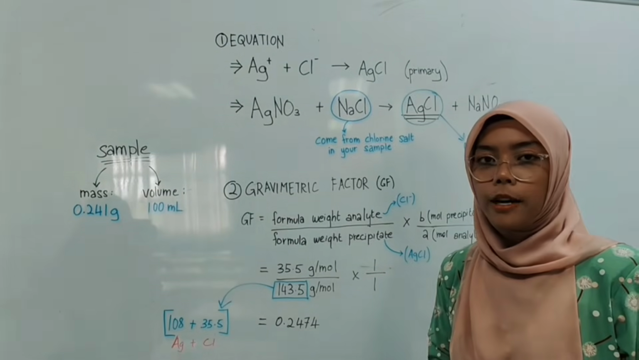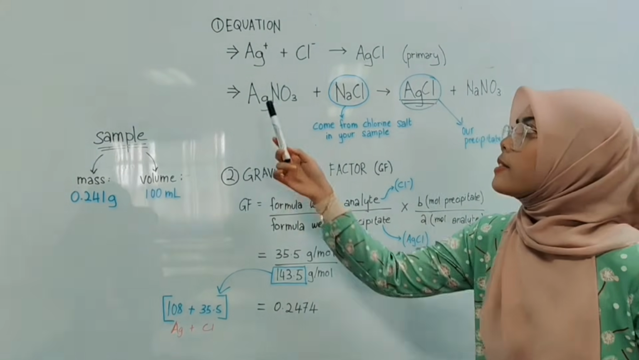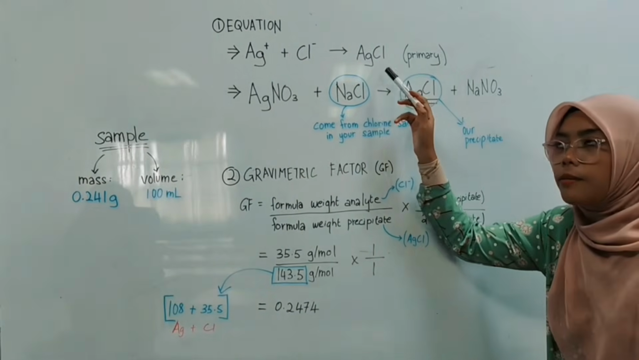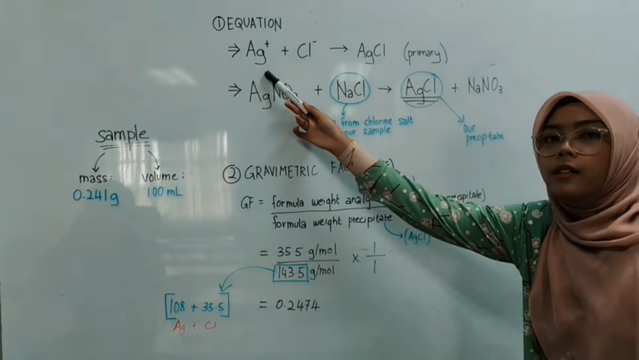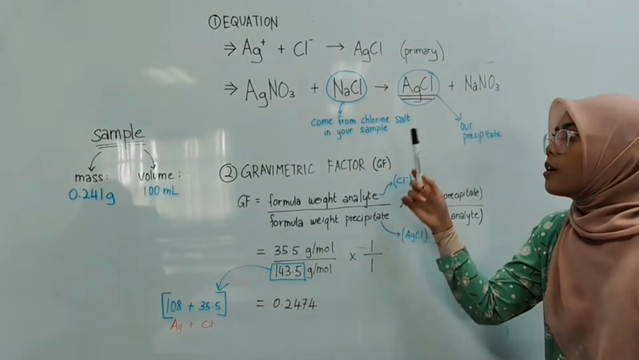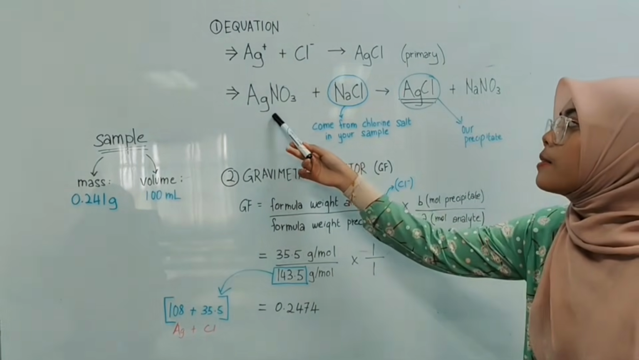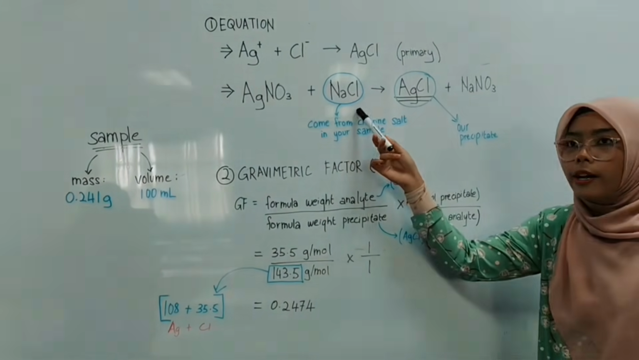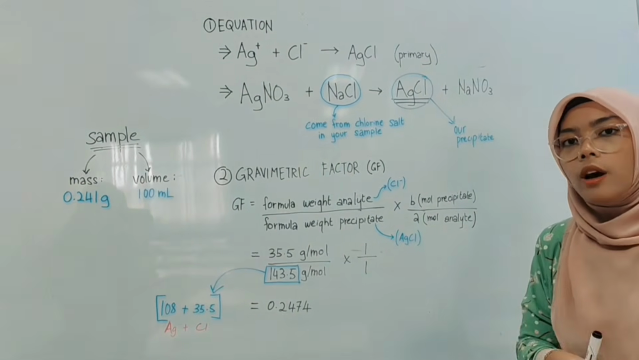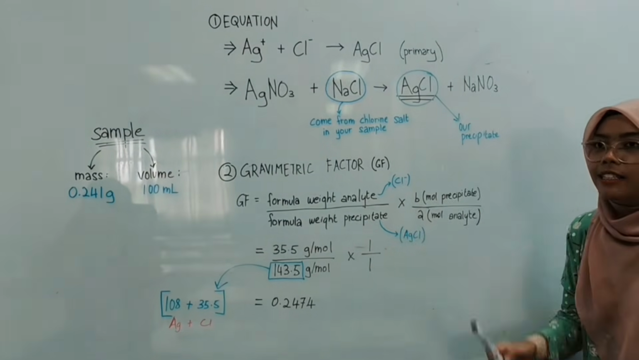Okay, now let me show you how we can calculate the chloride ion from our silver chloride precipitation. So the first step, we need to write the equation. This is the primary equation, how silver chloride comes from. It comes from the silver ion and chloride ion. And this is a complete balanced equation, how our silver chloride precipitation comes from. We use the silver nitrate on our sodium chloride, which we can find from the chlorine salt of our sample. So this is a product, which is silver chloride, our precipitation.